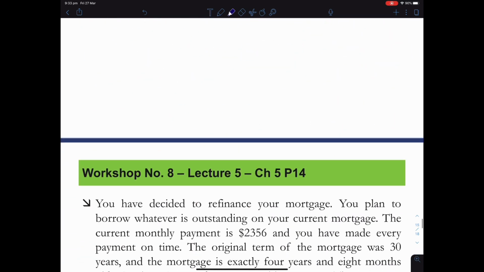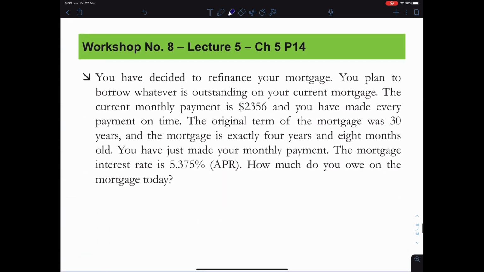All right, the last question. You have decided to refinance your mortgage. You plan to borrow whatever is outstanding on your current mortgage. The current monthly payment is $2,356, and you have made every payment on time. Good on you. The original term of the mortgage was 30 years, and the mortgage is exactly 4 years and 8 months old. You have just made your monthly payment.